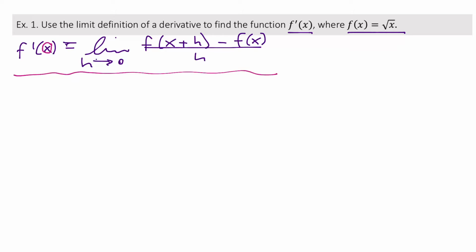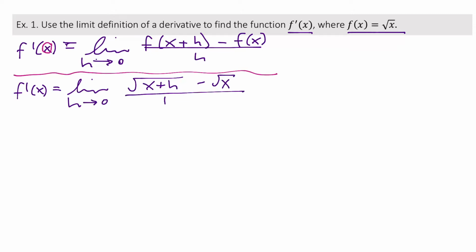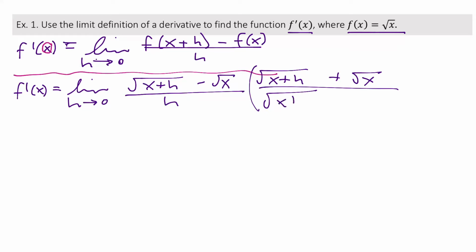Substituting, f prime of x is the limit as h approaches 0 of, in my function, I substitute x plus h for x, minus f of x, where f of x in our case is the square root function, divided by h. In order to take that limit, we know that we've got to multiply by the conjugate. We form the conjugate by changing the middle sign and multiplying top and bottom by the conjugate.